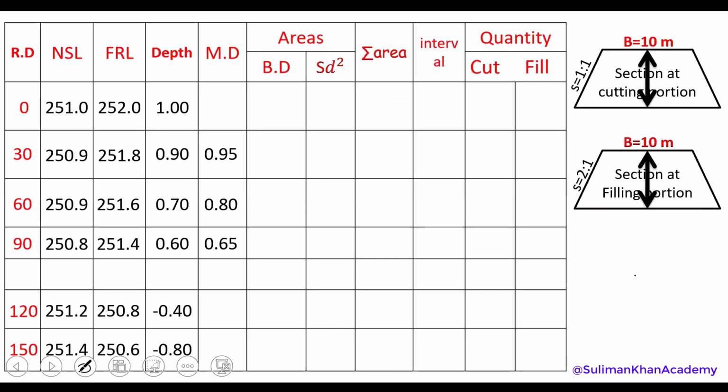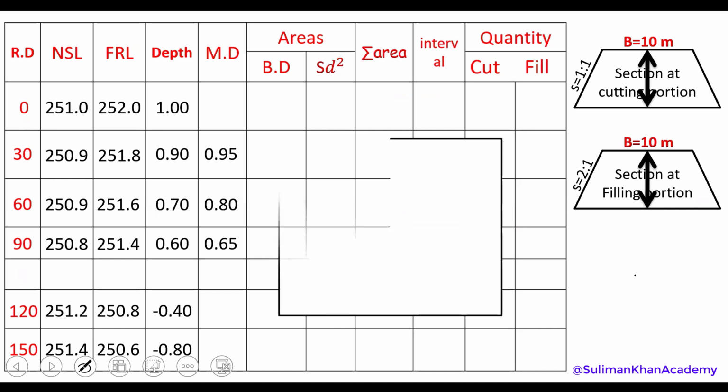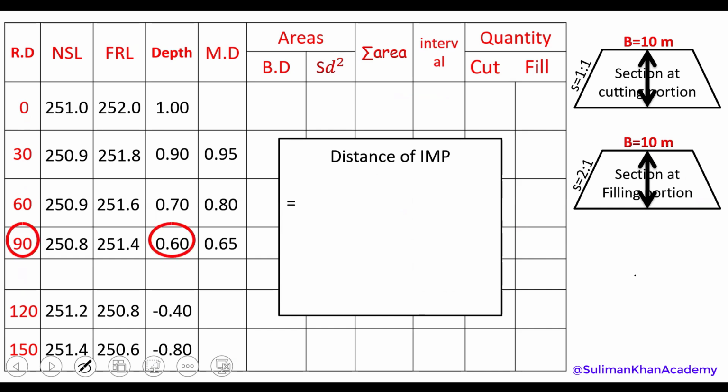Now next, we have the intermediate point and that should be determined. And how do we determine that? For that, the distance to the intermediate point should be the depth at the last station, which is station 90, divided by the same depth, and we will add the next depth, which is 0.4, and then multiply that with the interval, and then add the last station. And this is going to give me the intermediate point, which is 108.